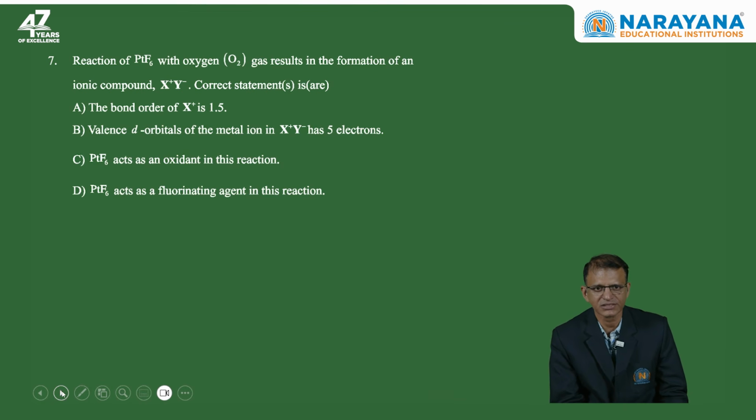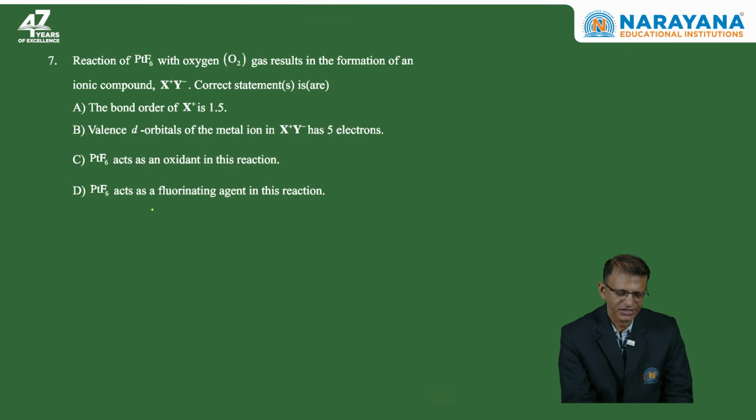C, PtF6 acts as an oxidant in this reaction. D, PtF6 acts as a fluorinating agent in this reaction. So this question statement is taken from P block, where we are studying reactions of inert gases. The formation of the first compound was motivated by a red color compound formed by the reaction of PtF6 with oxygen, and the ionization energy of O2 and the ionization energy of xenon is almost equal.